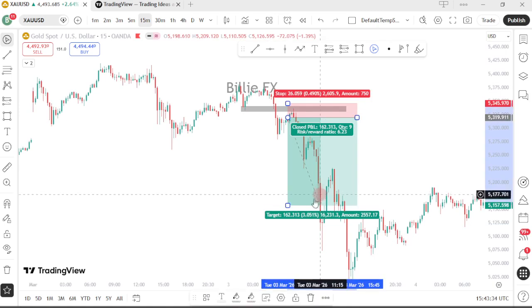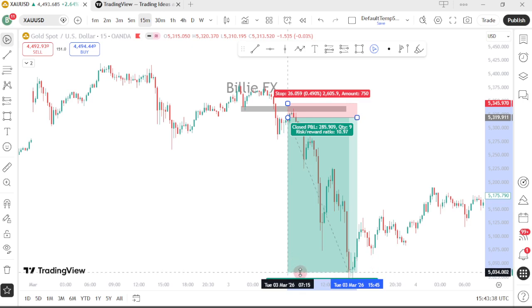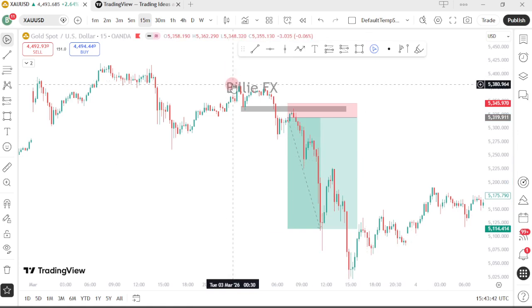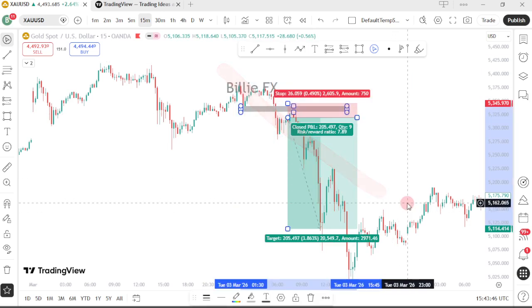Like this, and you can target your 1 to 5, 1 to 10, 1 to 6, or whatever. This one, if you had held the trade for a very long time, would give you like 1 to 11, 1 to 10. All right. So I think this is going to be it for this video.